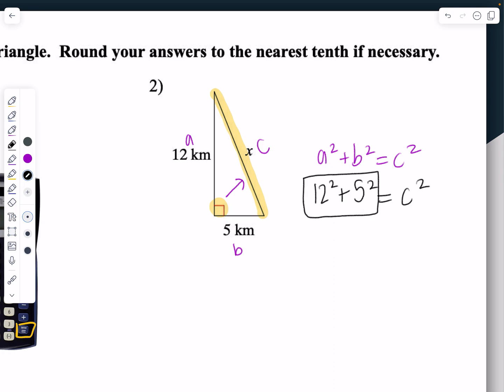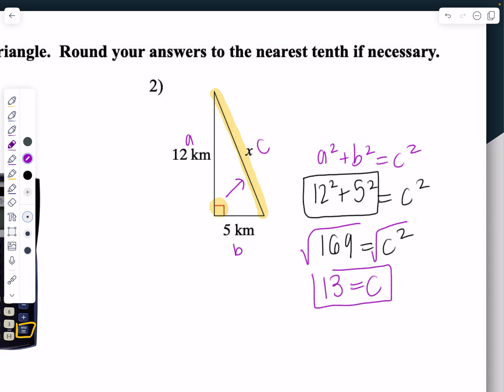12 squared plus 5 squared is going to give me 169. And so that's what c squared is equal to. How do I get c by itself? Well, right now c is squared, so I'm going to take the square root of both sides. The square root of 169 is 13. So c is equal to 13.